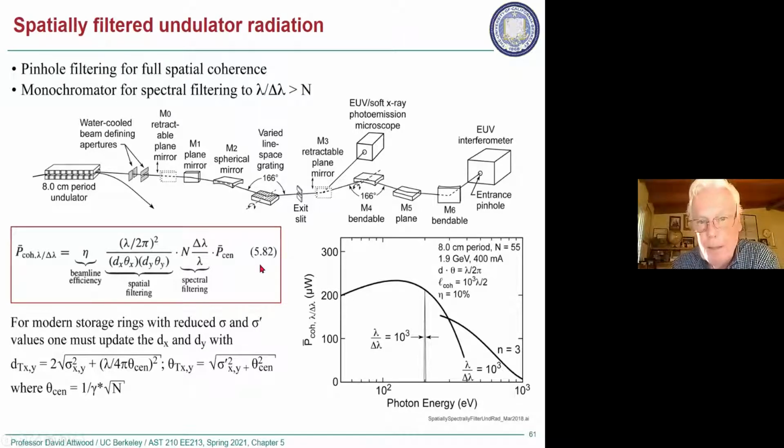So this average power is called not central cone, but coherent. And it shows lambda over delta lambda, meaning it wasn't in 1 over n, but in something narrower. So the experimenter, the scientific group, needed not a 1 over n bandwidth, but something narrower to probe the atoms of interest. Okay.